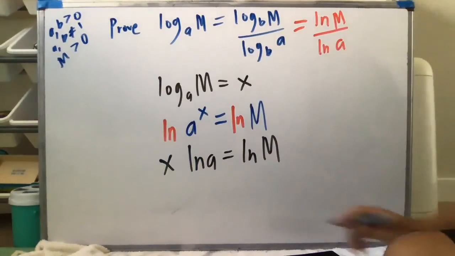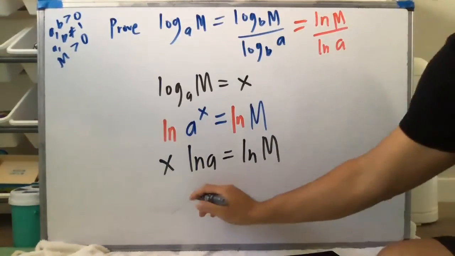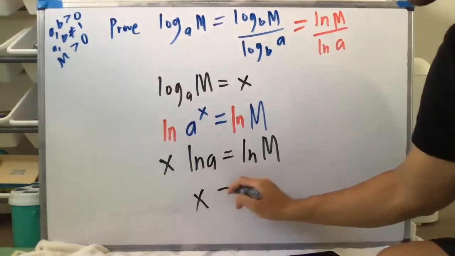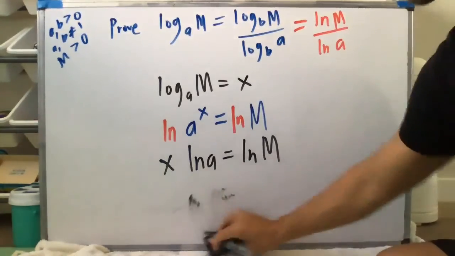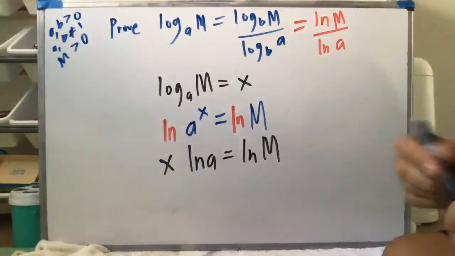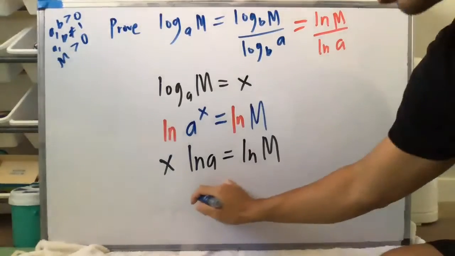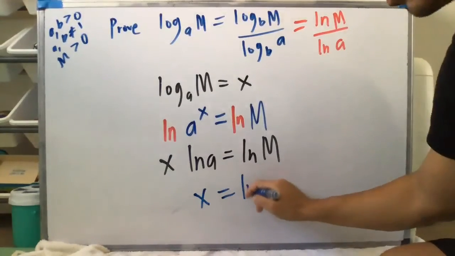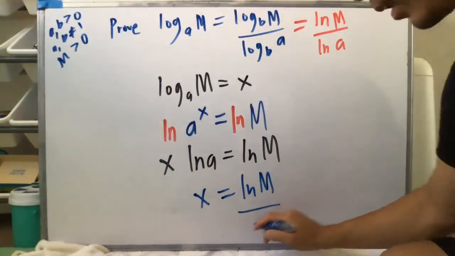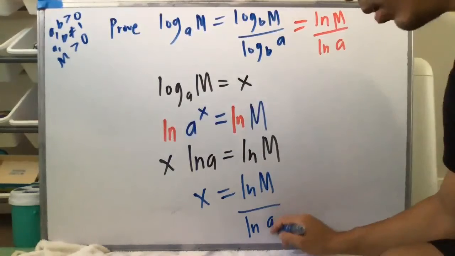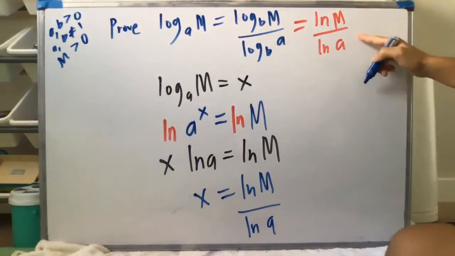Now I want to solve for x. To solve for x, I just divide both sides by ln of a. So x is equal to, let's change colors here to distinguish lines, x is just equal to ln of m on the top over ln of a on the bottom. And oh, look, that's what I was after.